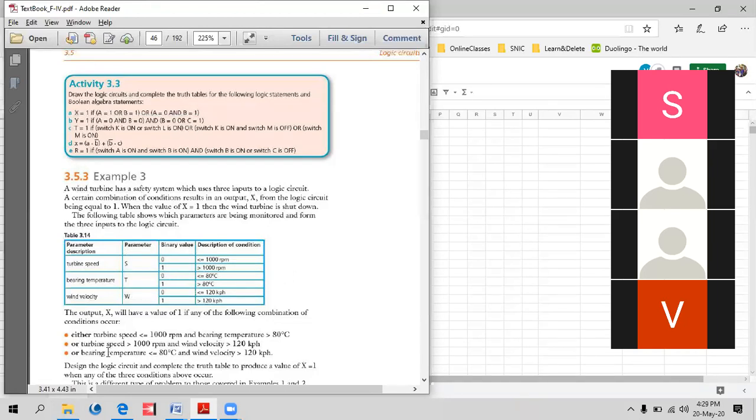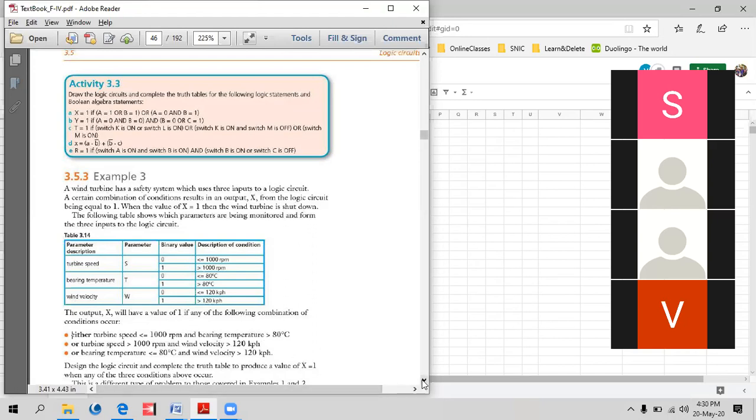So there are 3 conditions. Either turbine speed is less than 1000 RPM and bearing temperature greater than 80 degrees, or turbine speed greater than 1000 RPM and wind velocity more than 120 kph. Or there's another one, bearing temperature less than 80 and wind velocity more than 120. There also there's a danger, because if it is very high wind velocity, there is a problem.